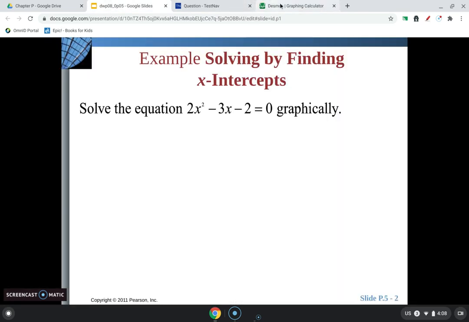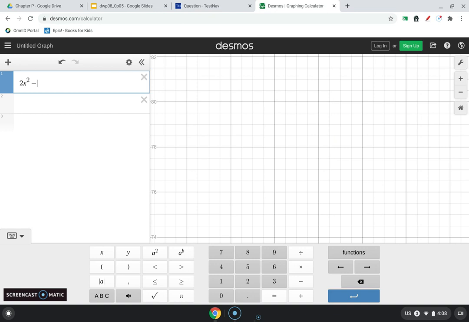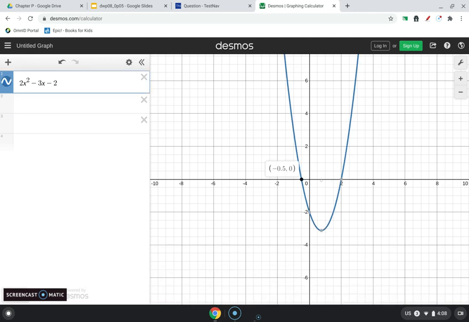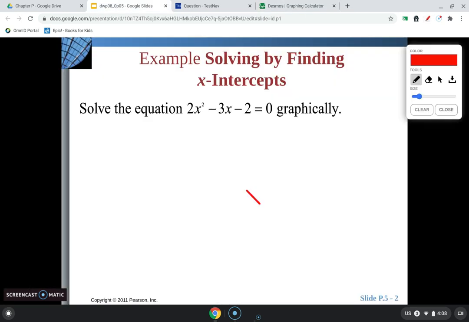So, what was it? 2x squared minus 3x minus 2. And then hit home to get back to where we can see the view window there, and we can see negative 0.5 and positive 2. So our solutions are going to be negative 1/2 and positive 2. So graphically is one way to do that.